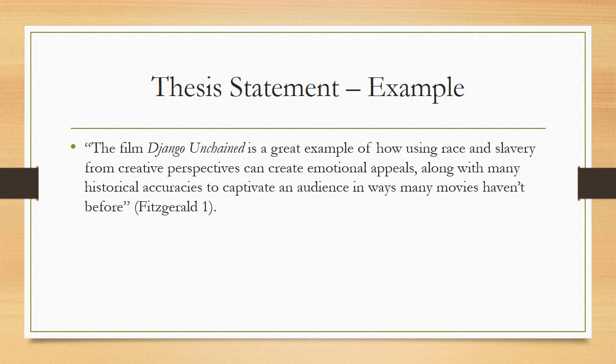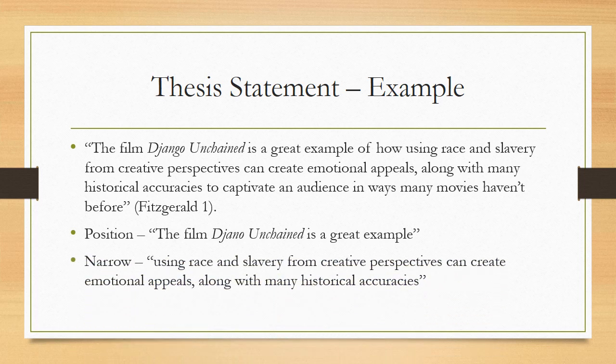Why is this a good thesis? Let's break it into pieces. It has the position. The film Django Unchained is a great example. So the student is taking a stance. The film does something effectively. What does it do? Here's the narrowing the thesis or giving the reason why. Using race and slavery from creative perspectives can create emotional appeals, along with many historical accuracies. So the student is saying the film takes a really unique stance on a difficult topic, and it does it through emotion and historical accuracy.